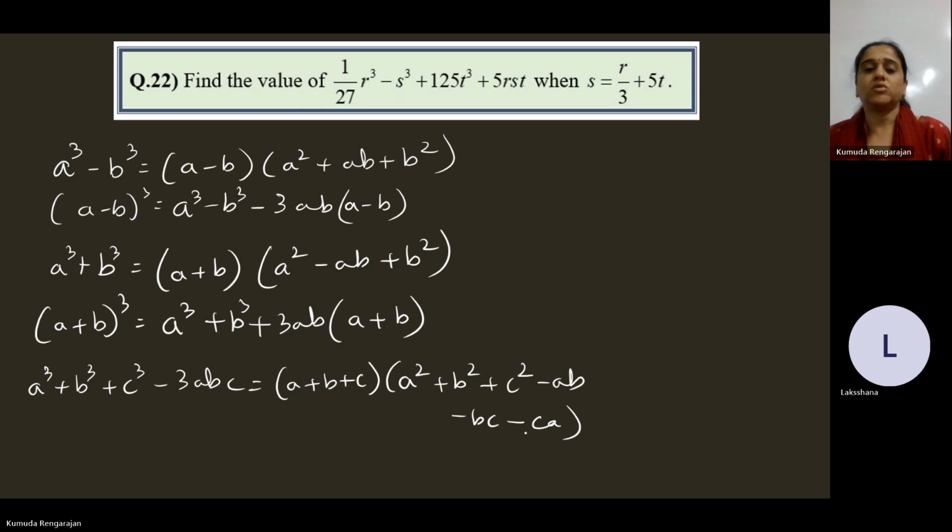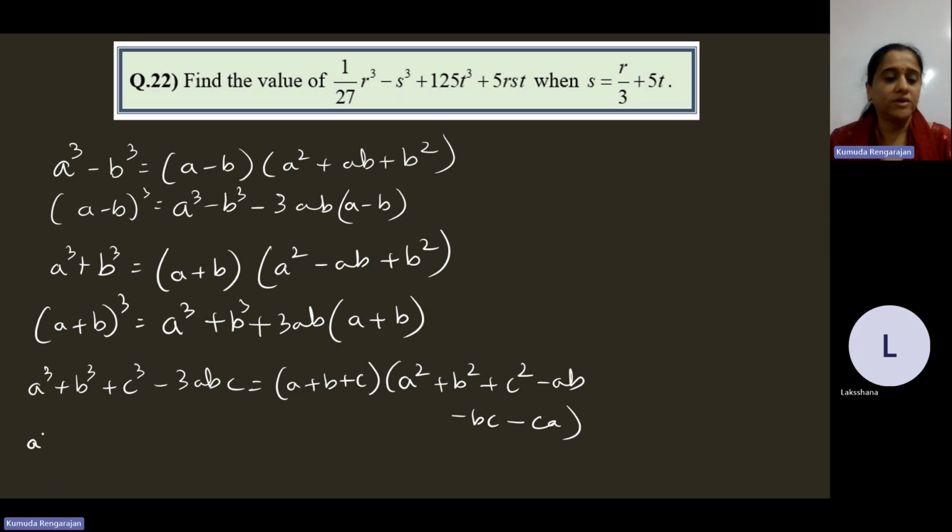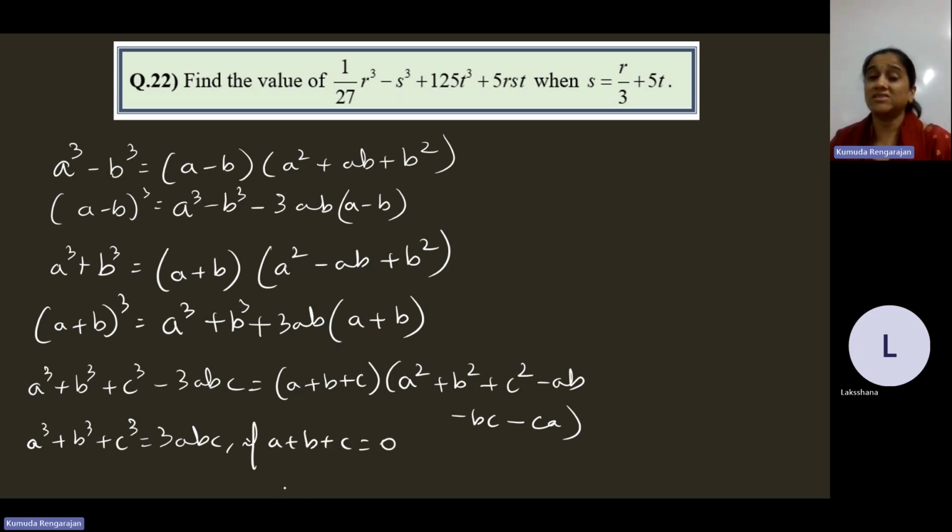Very good. So this is the identity we are going to use here. And one more identity involving cubes is a cubed plus b cubed plus c cubed is equal to 3abc if a plus b plus c is 0. If a plus b plus c is equal to 0. These are the identities involving cubes.